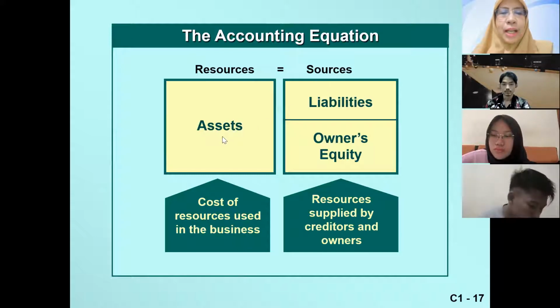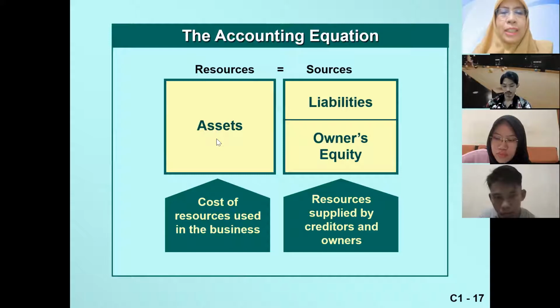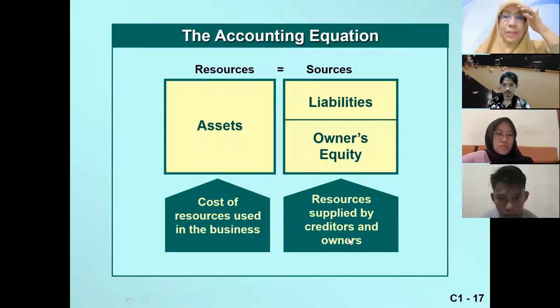The resources are called assets. So all the resources owned by the company are called assets. And assets will come from either liabilities or owner's equity. The assets usually will be supplied by liabilities from creditors and investment by the owners.